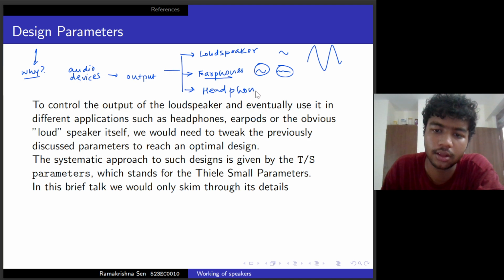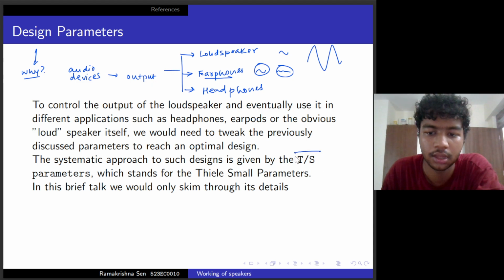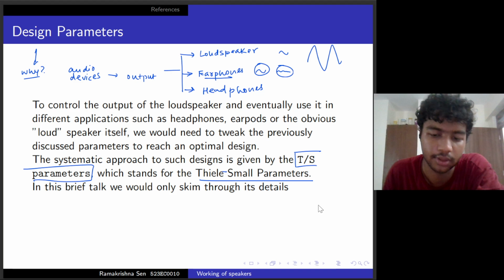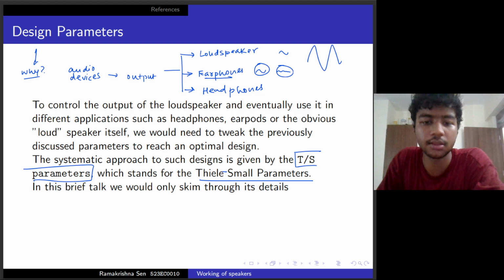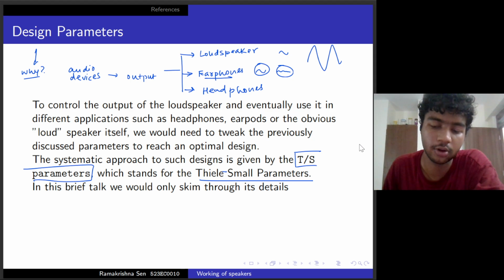Right? There's lots of use cases. So to change that, you need to change the design parameters. You need different approaches to design those, and which is actually given very specifically in a comprehensive parameter list called the TS list. It is named after two scientists, Thiele and Small, and they have given the parameters of this. Now, since this is a very advanced level topic, we will only go through its details briefly.